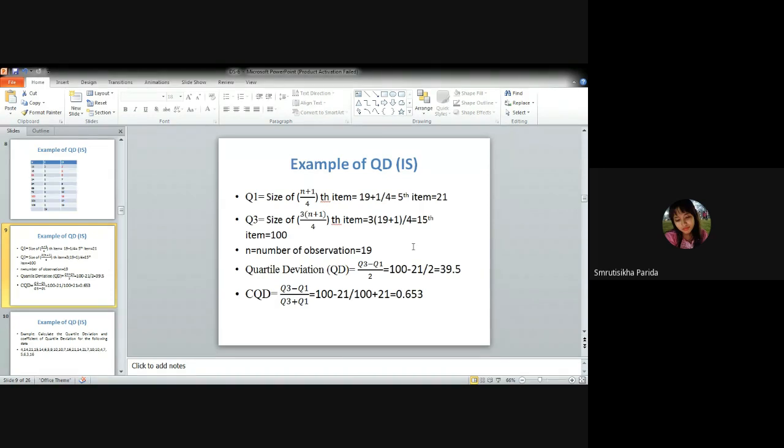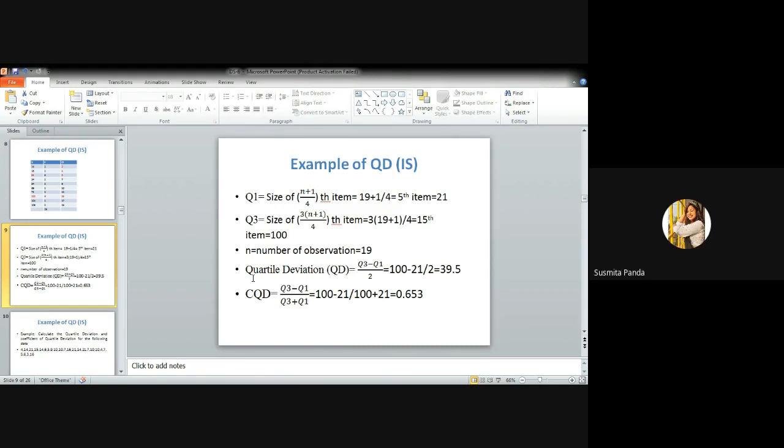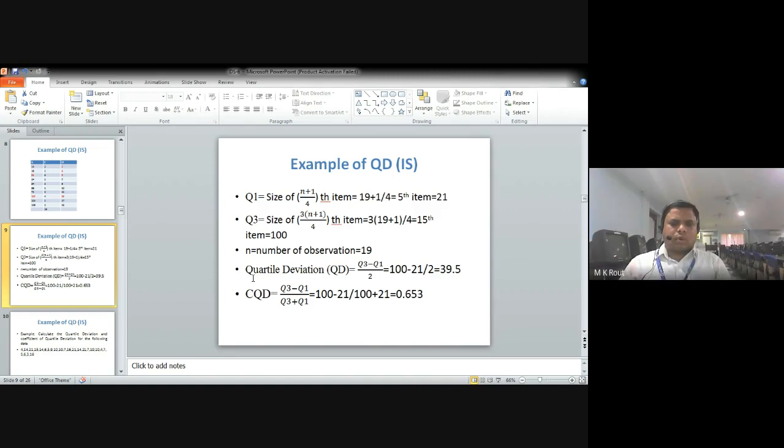Sir, if n is an even number, then the formula should be n by 4, no? No. That is n plus 1 divided by 4 also. That is not n by 4.